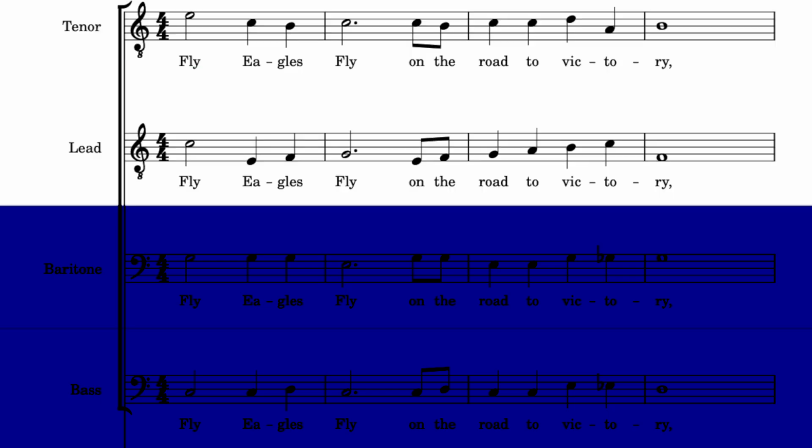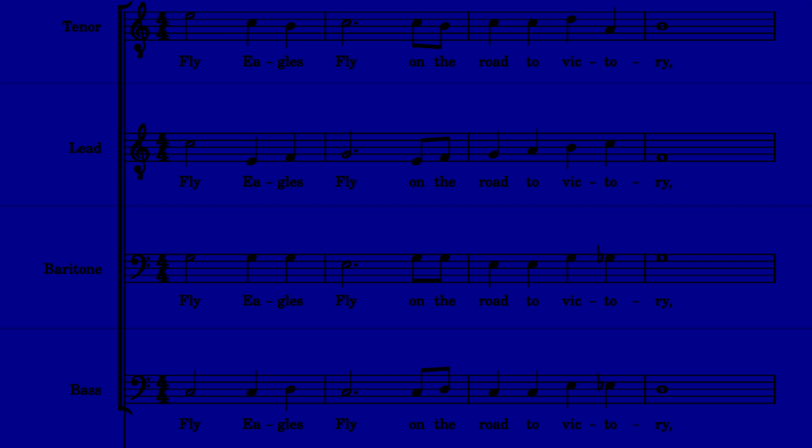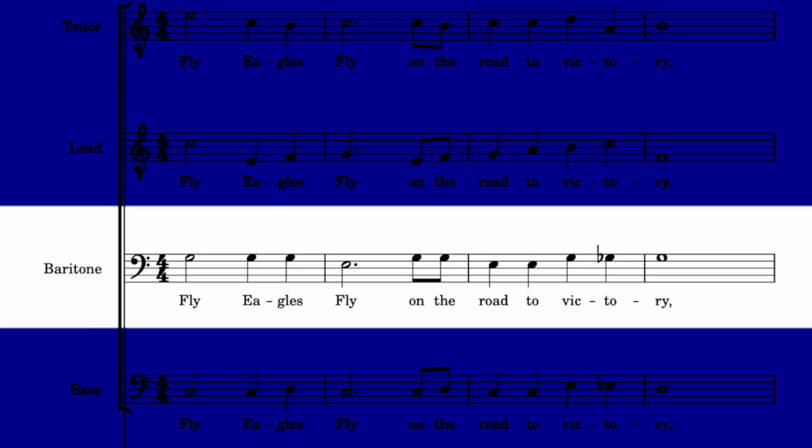What two voice parts are you hearing now? You just heard the baritone and the baritone. So you heard the same pitch sung at the same time by two different voices. What did we say that was called earlier in this video? It is called unison. So the baritone and the baritone were singing unison with each other.